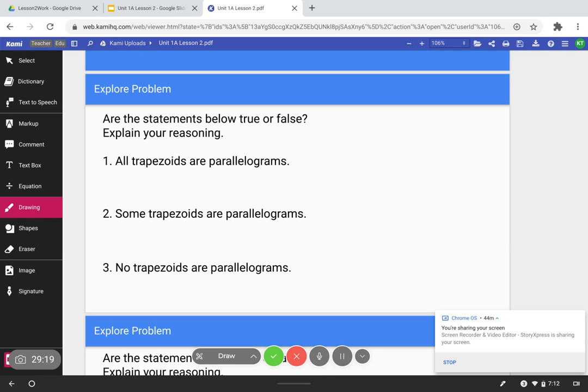True or false? After reading all these statements, you need to label whether the statement is true or false. Write down your reasoning. Be able to tell me why the answer is true or why it is false. Let's go. Pause the video, and when you're ready, press play.